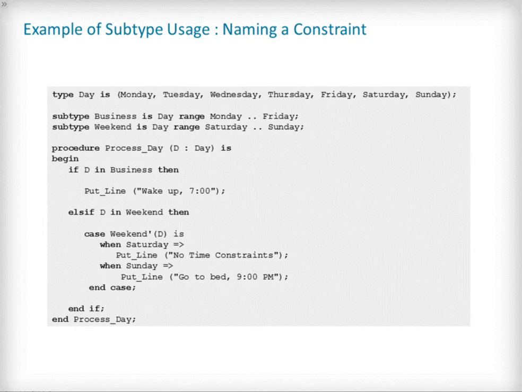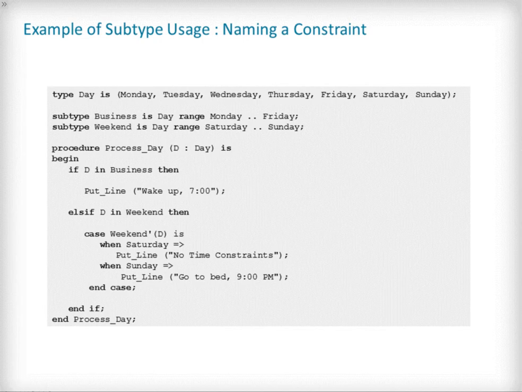In this example code snippet, we see a new type called day that is an enumeration with enumerates from Monday through to Sunday. Two subtypes of day are declared, one called business, which constrains the enumeration from the enumerates Monday to Friday, and a subtype called weekend that constrains day to the enumerates Saturday and Sunday.